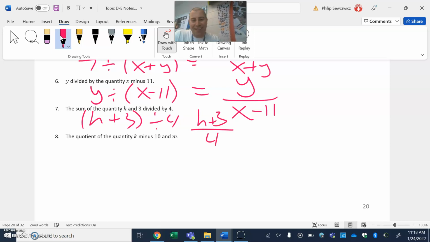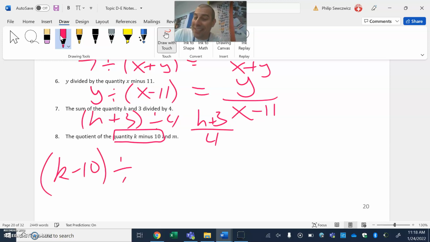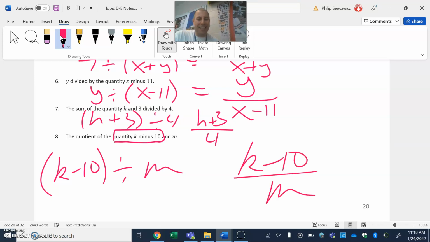All right, and let's see one more. The quotient of the quantity k minus 10 and m. Okay, so the quotient, so we are going to be dividing, but the quantity k minus 10 in parentheses and the m that's there. So again, what we're looking for is that.